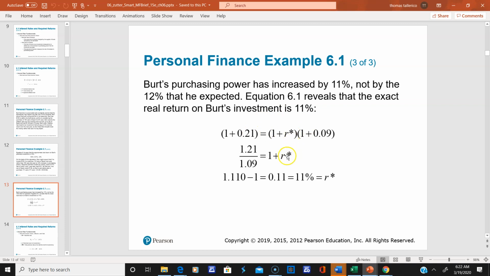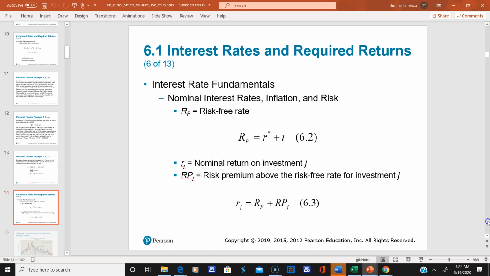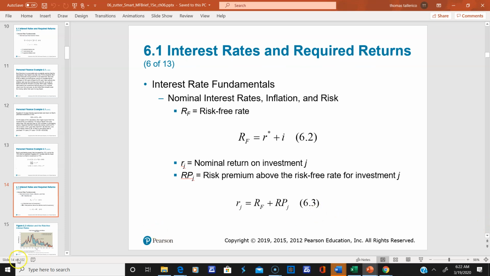And here we go through this, and it comes out to approximately 11%. So here's his real rate of return. It's an interesting example. All right, so I'll knock off there, because I'm about 12 minutes into this now.